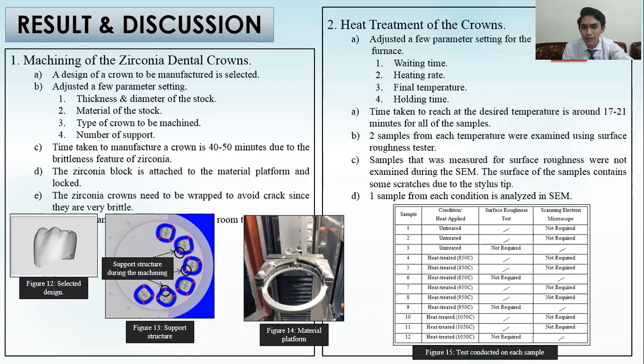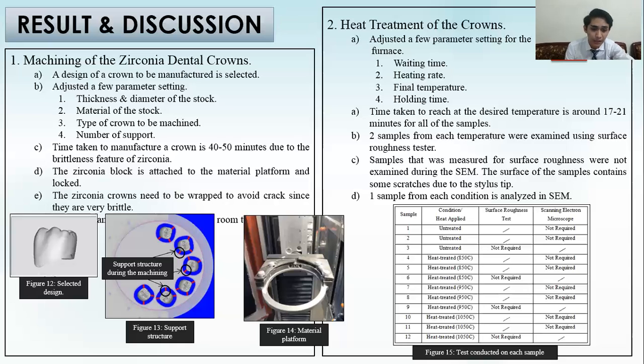There are a few parameter settings that need to be adjusted: number 1 is the thickness and diameter of the stock, number 2 is the material of the stock, number 3 is the type of crown to be machined, and lastly the number of supports. The critical setting is the support structure. As you can see in figure 13, the number of support structures will affect the surface of the crown.